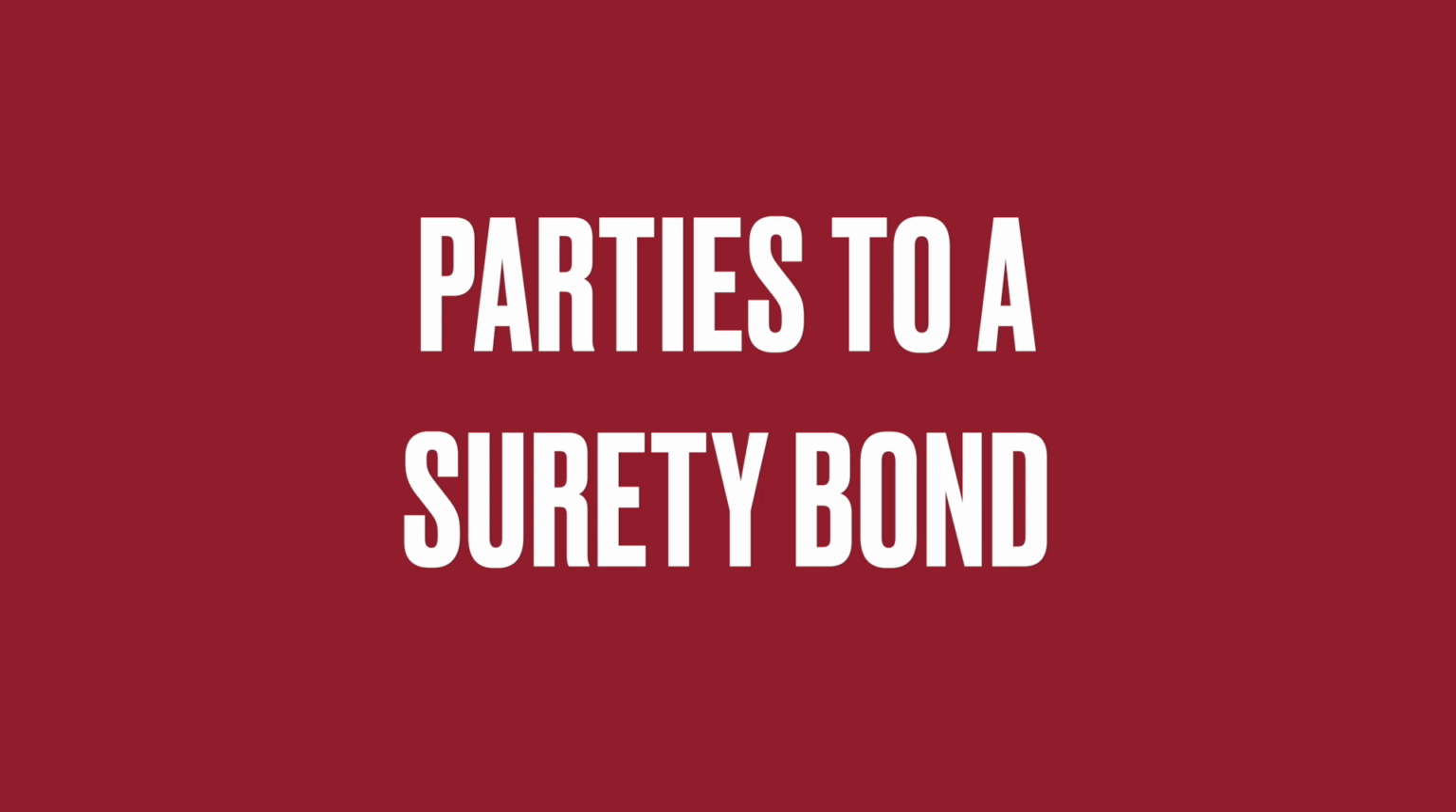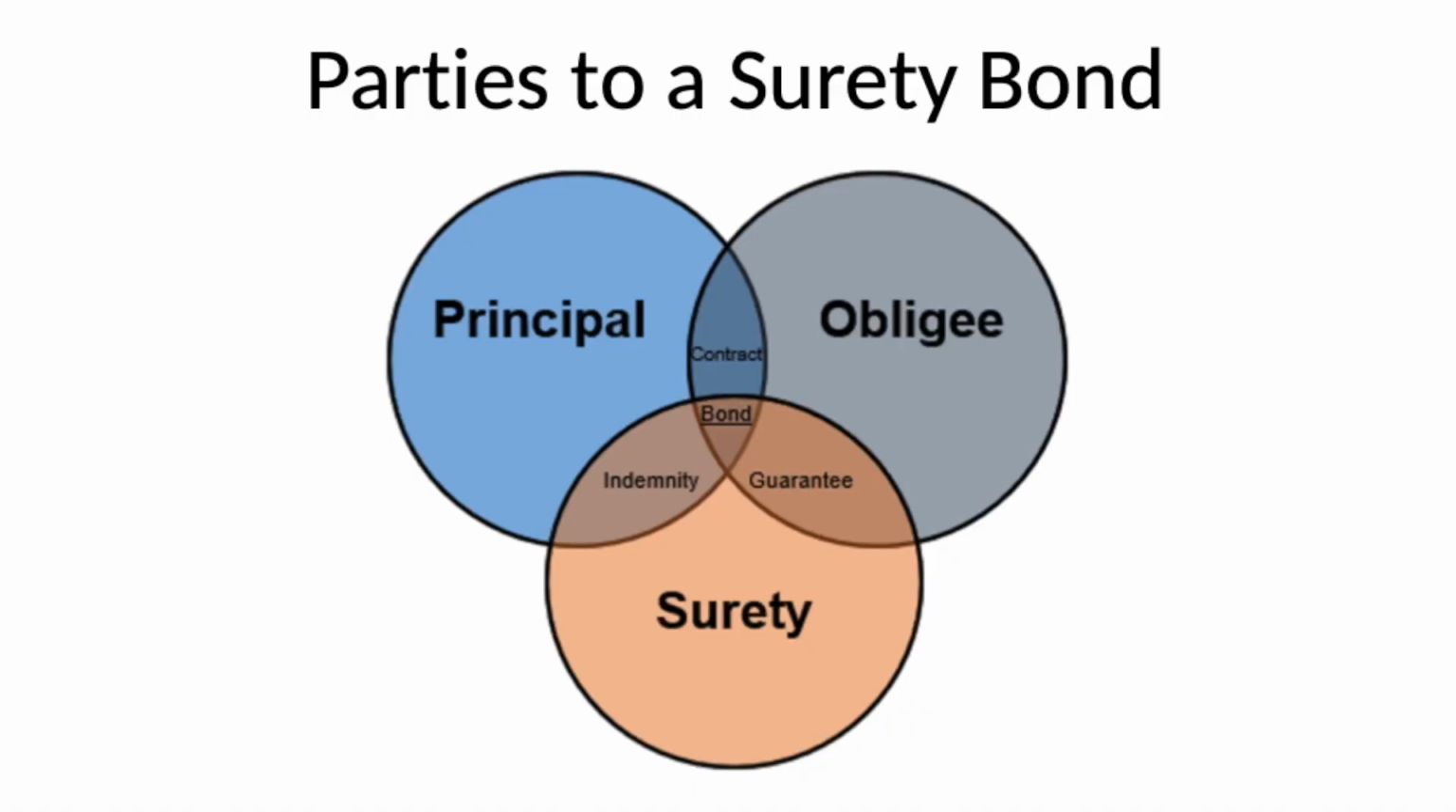The parties to a surety bond are going to be your principal, your obligee, and your surety company. Sometimes you'll hear the surety bond called a tripartite agreement, which basically just means it's a three-party agreement. In our Venn diagram, which is my favorite, every class needs to have a Venn diagram.